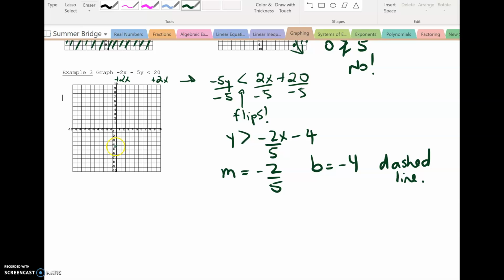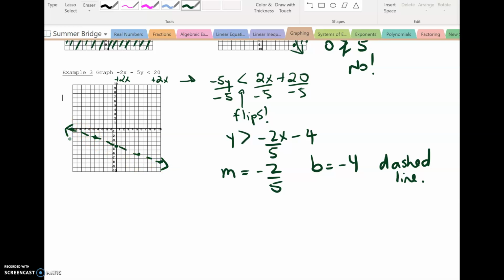So b is for beginning. It's where I begin my graph. And then we can go up 2 and to the left 5, up 2 and to the left 5, or we can go down 2 and to the right 5. And it is going to be a dashed line.